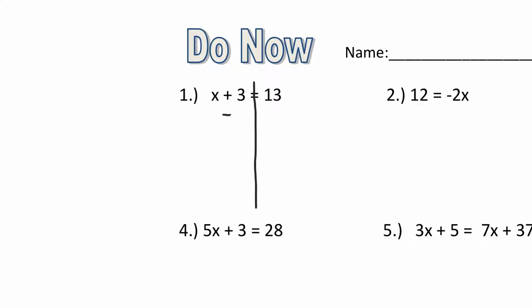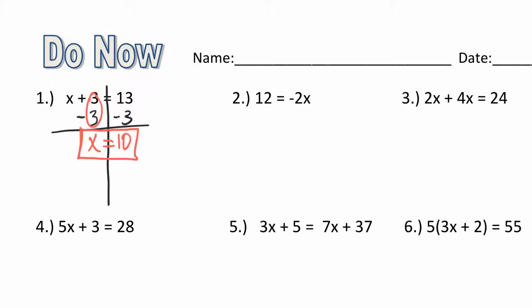-3. Yeah, -3. So what happens to these 3's right here? They zero out, so that just leaves x here. And then 13 minus 3 is 10. So there you go, x equals 10 on that one. Make sure you box in your answer or circle it or something like that. Okay, number 2.